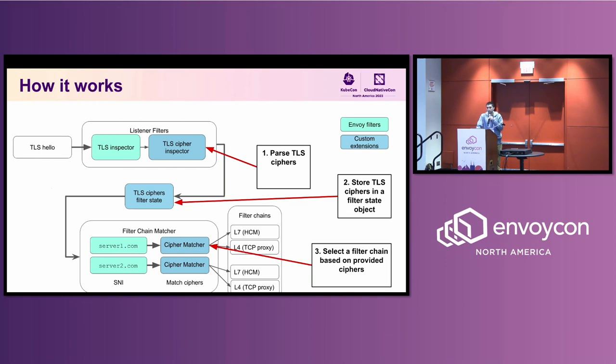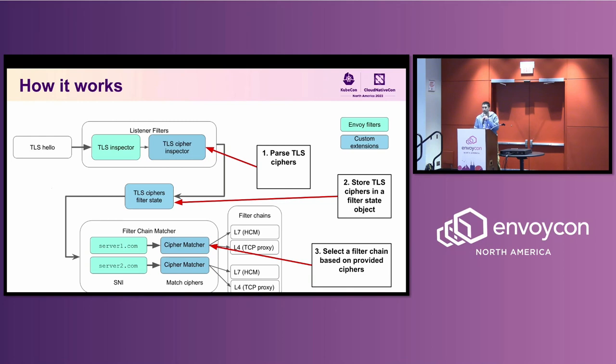So we wrote a small extension to do this for us. It basically just does the same thing as the TLS inspector, but instead of parsing out all the other information I told you about, it parses out the TLS client-provided ciphers. We're not done there. Just because we've parsed it, we also have to figure out a way to send it to the filter chain matcher.